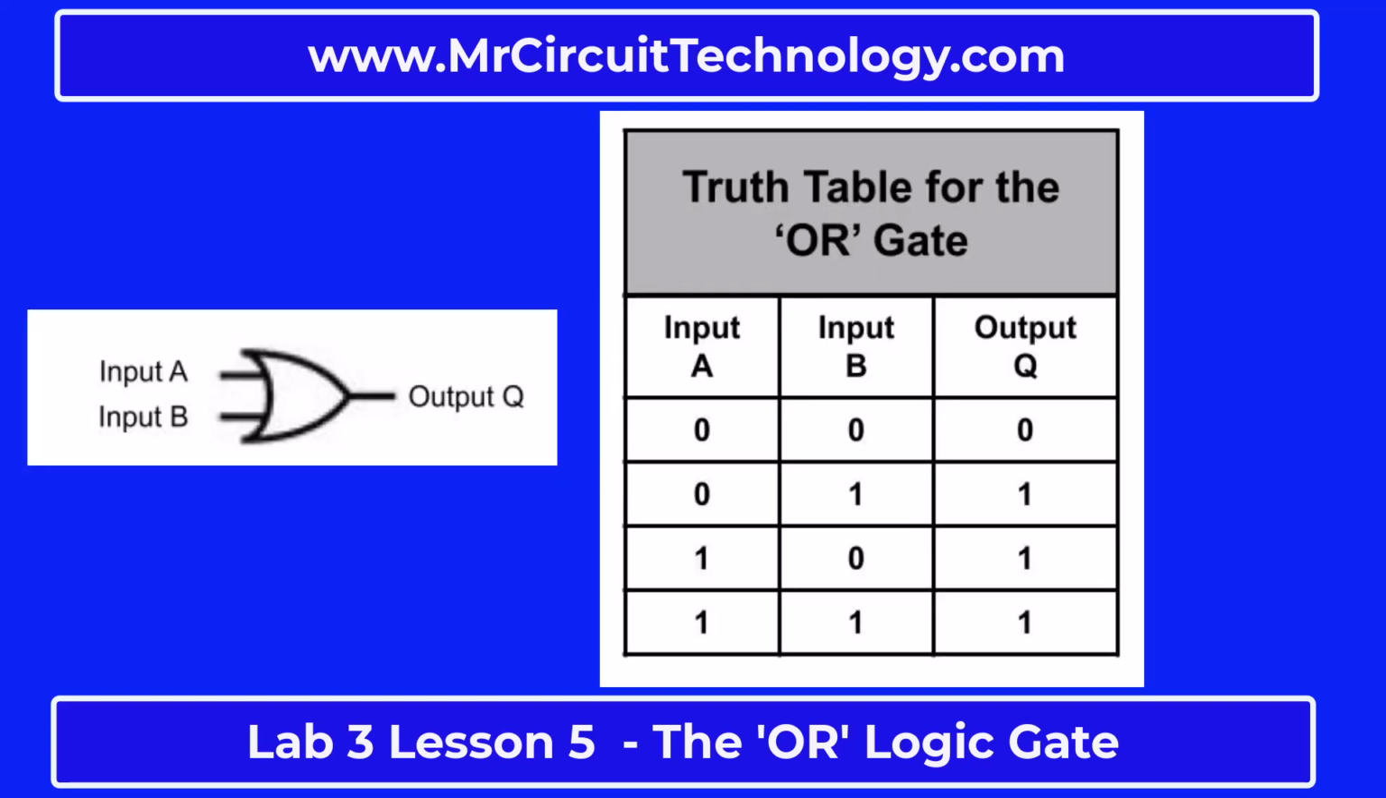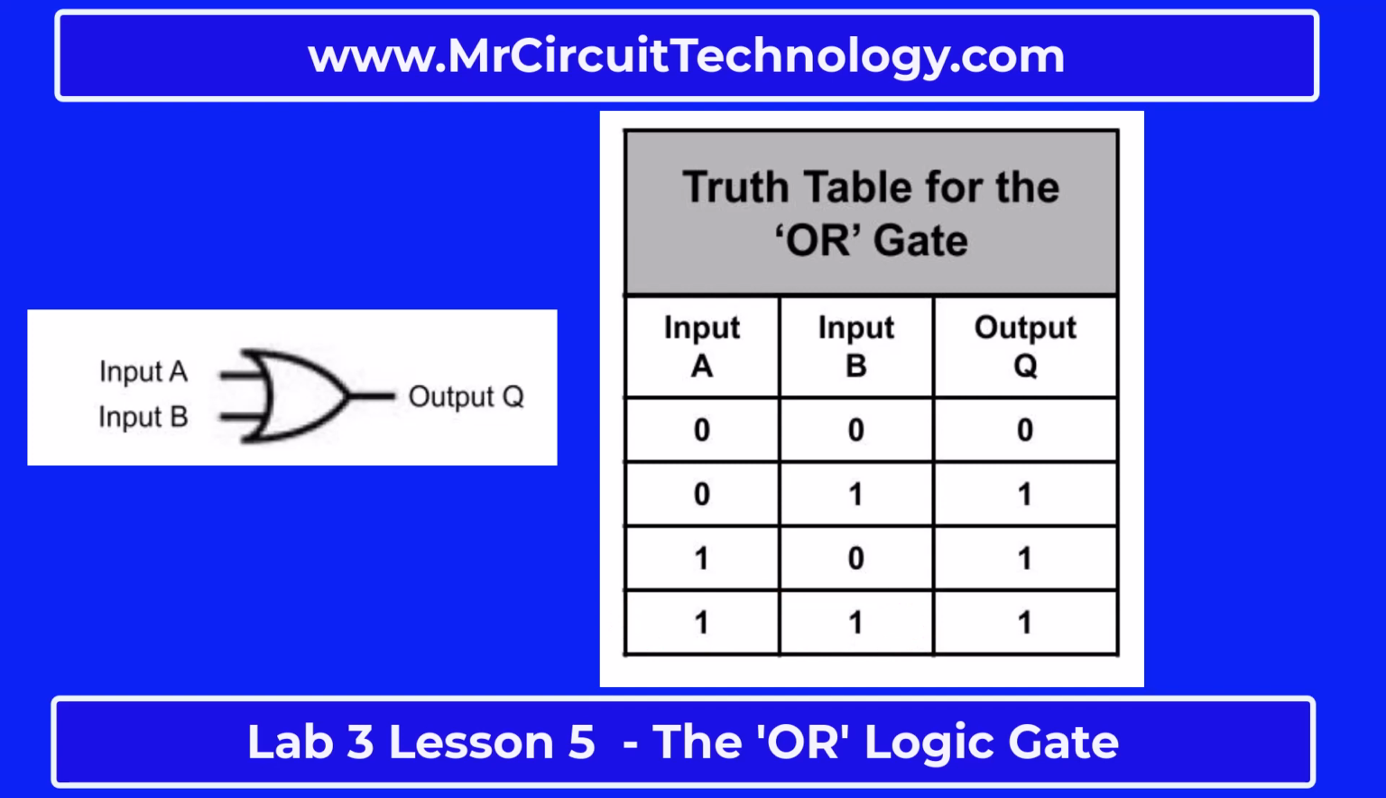The first possible input combination is a 0 on the input A and a 0 on input B. The second is 0, 1. The third is 1, 0. And the fourth is 1, 1. Remember that a 0 means a false and a 1 means a true.